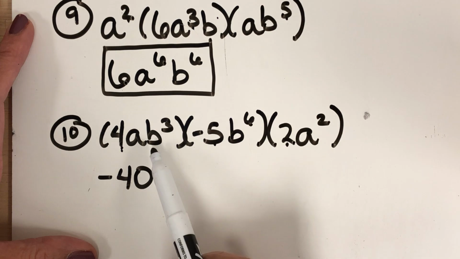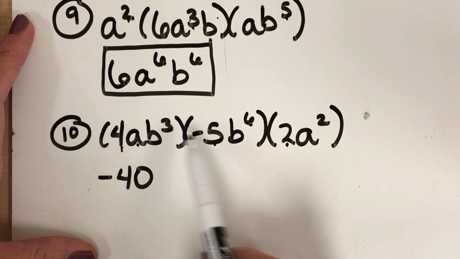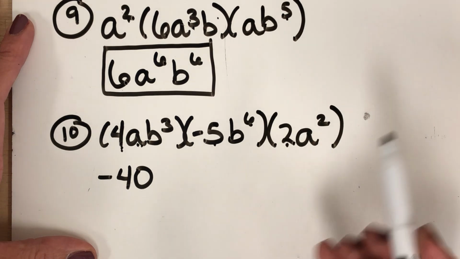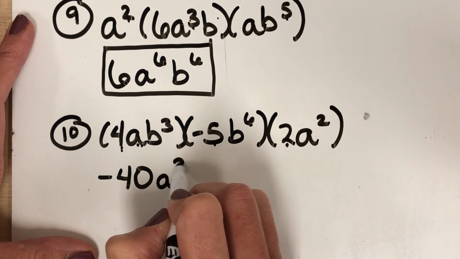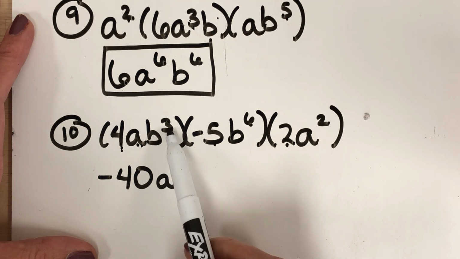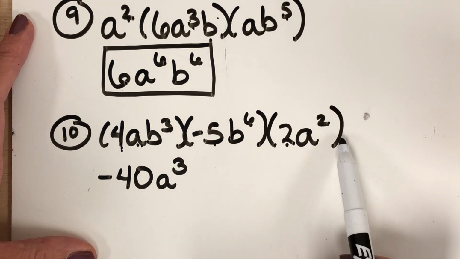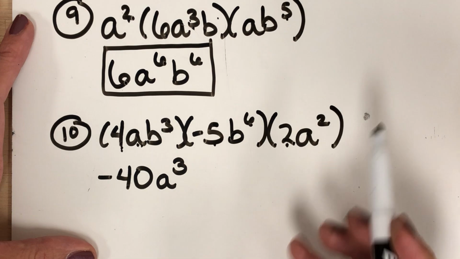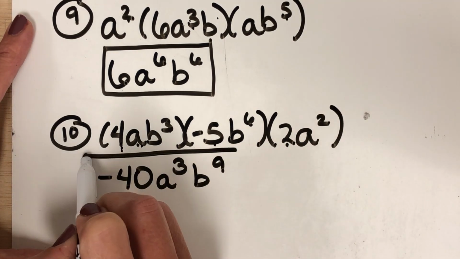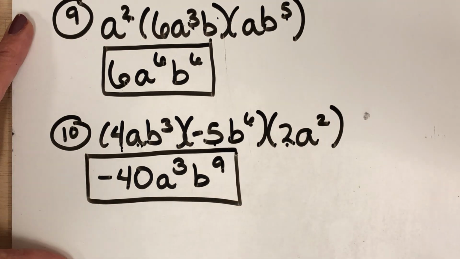Now I'm going to multiply my a's. I have 1a here, no a's, and 2 a's. So 1 plus 2 is 3. And now I'll do my b's. I have 3 b's, 6 b's, and no b's. So 3 and 6 give me a total of 9. So negative 40, a to the third, b to the 9th.